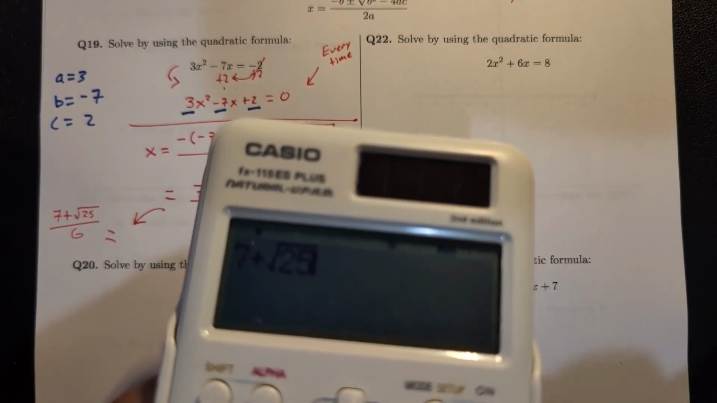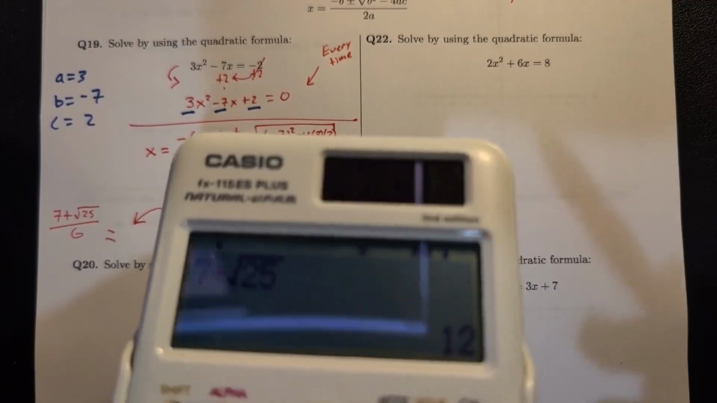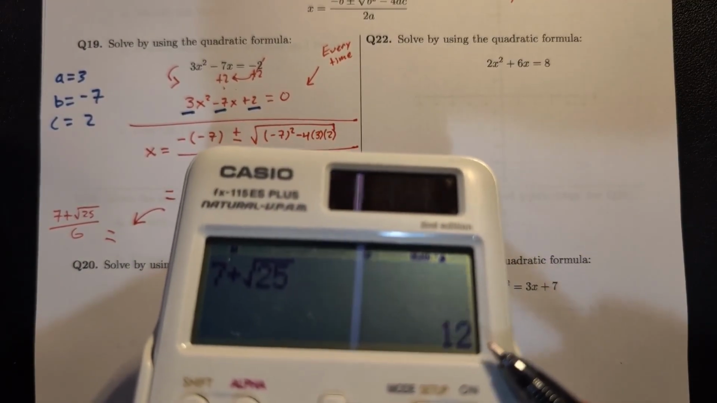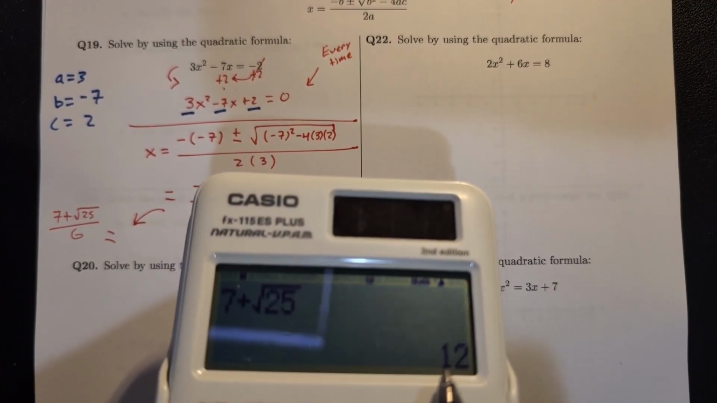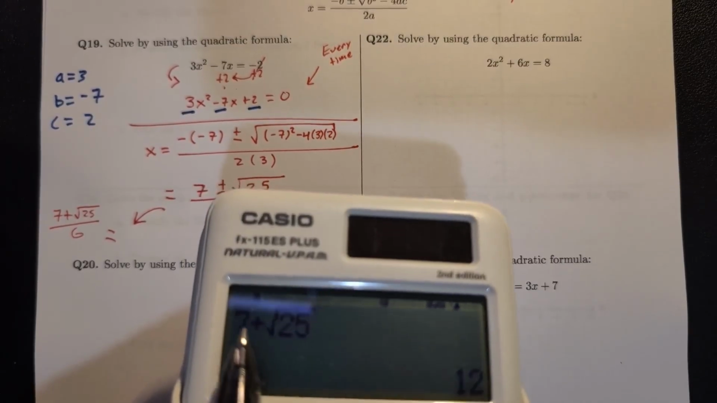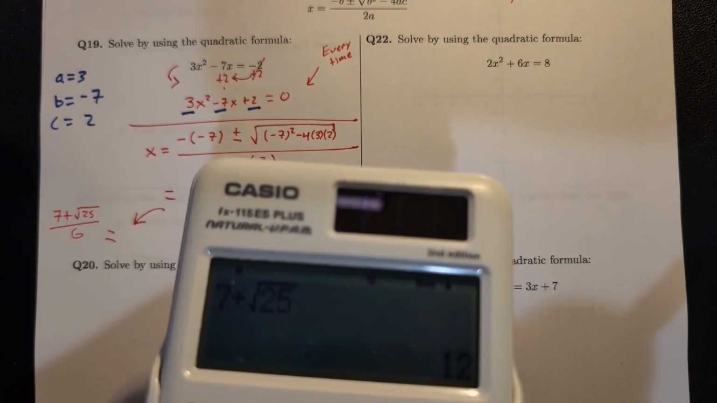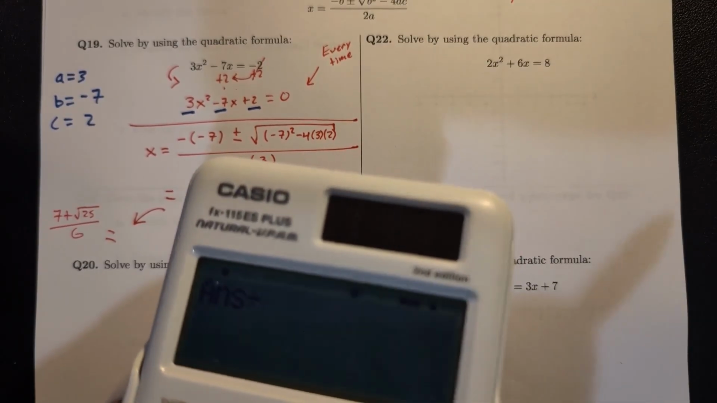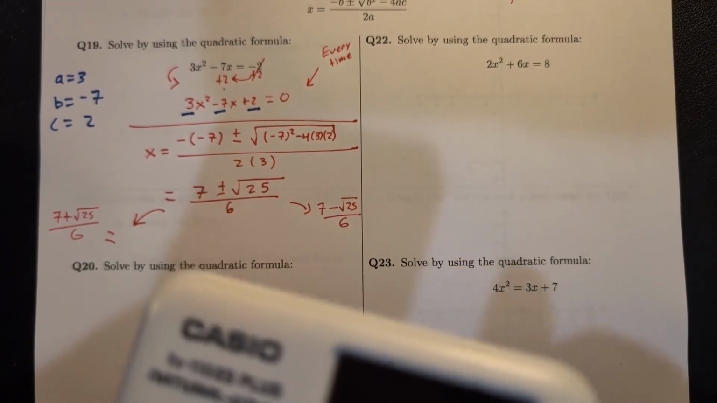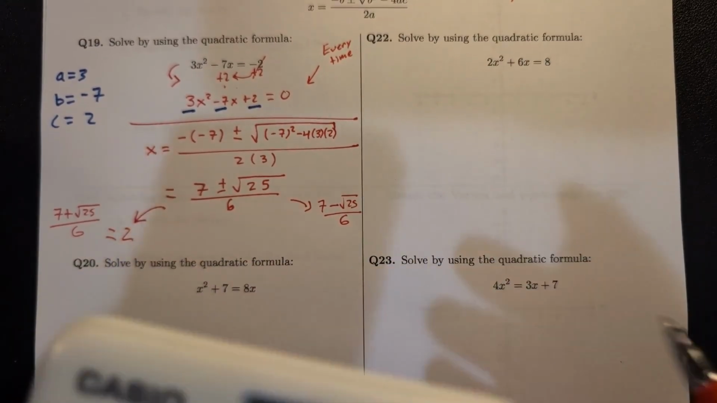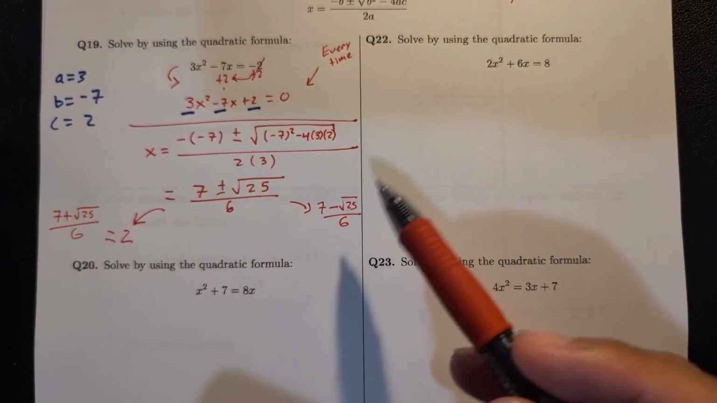Okay? Press enter. You're going to get an answer. You're going to get 12. You are not always going to get these nice answers, so make sure to type in the top first. You're going to get an answer, and then just divide by 6. That is your answer. 2. Do the same thing for the next one.